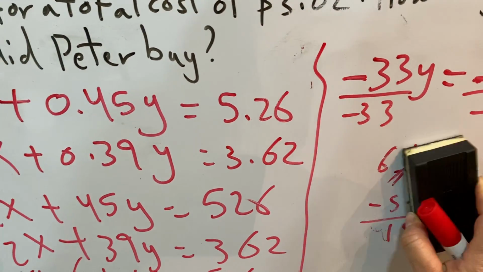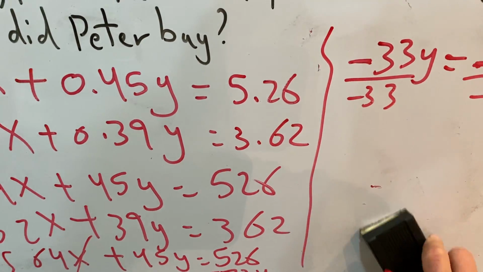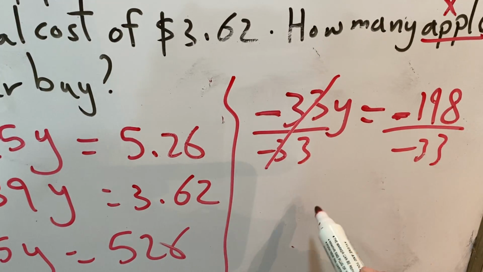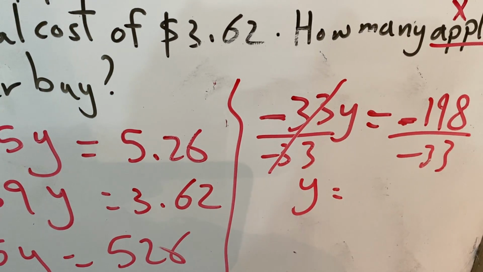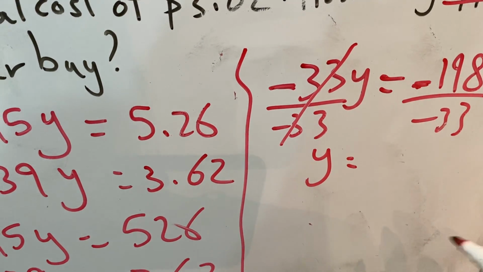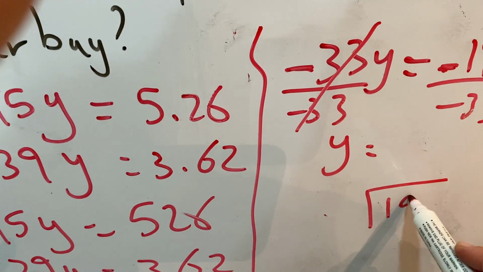Now I will erase all this. Now I can solve this even by long division. Now these will cancel. Y equal, of course the answer will be positive, and this is normal because this is real life. The answer should be positive. How many apples? It should be a positive number. Then I will do the division.